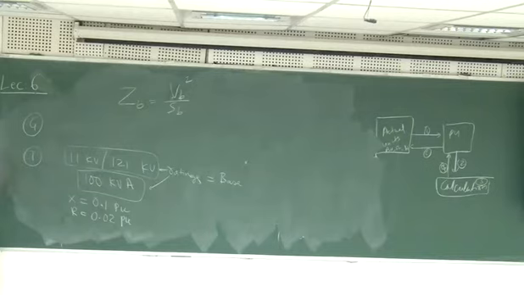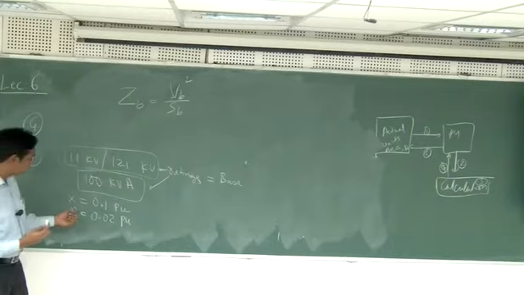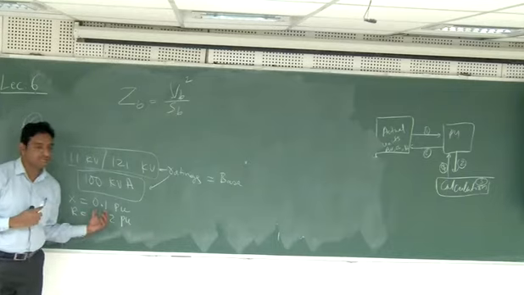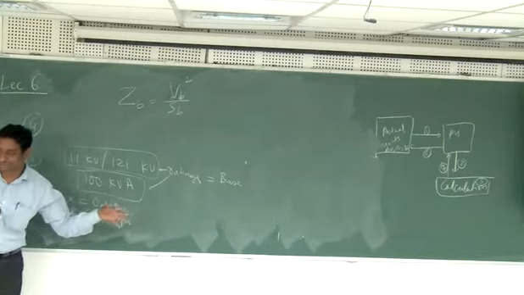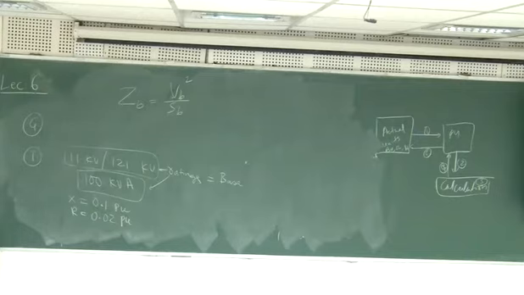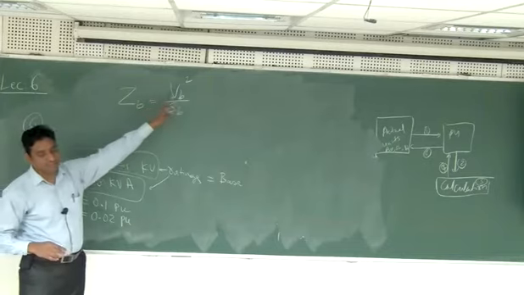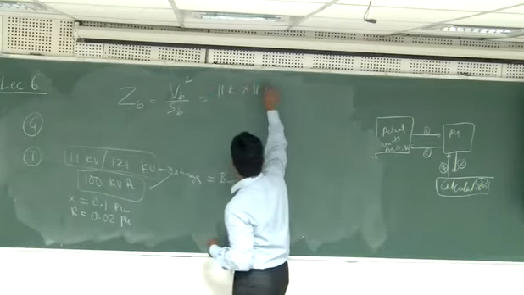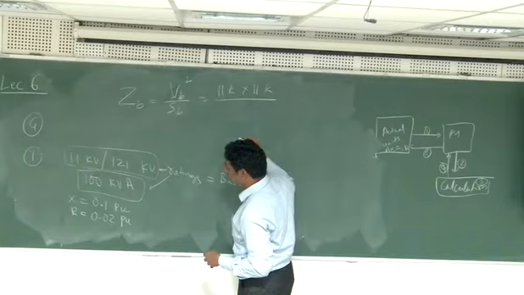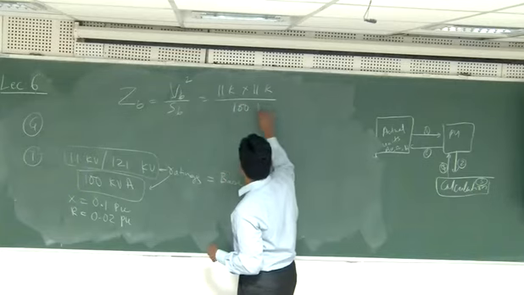Now, for a transformer it is a bit tricky because there are two voltages. Which side do you want to use? Whether you want to convert this per unit reactance into ohms referred to the primary side, or into ohms referred to the secondary side, you have to decide. For now, let us refer it to the primary side. That is 11 kV, so my V base will be 11 kV, so it will be 11k into 11k divided by 100 kVA.